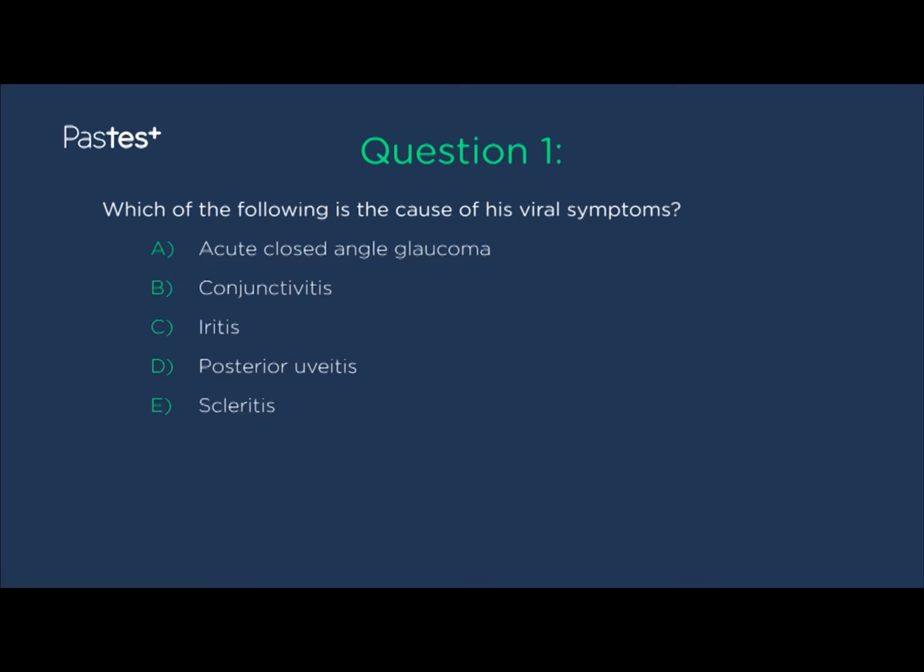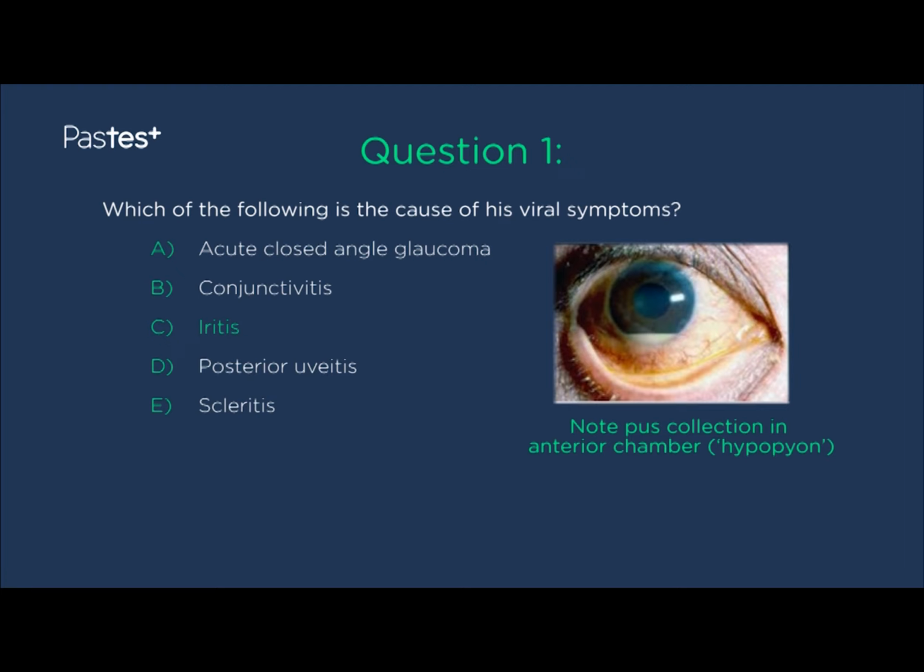You've got 5 choices. A. Acute closed-angle glaucoma. B. Conjunctivitis. C. Iritis. D. Posterior uveitis. Or E. Scleritis. So the answer here is iritis, and the clue is if you looked at that photo carefully of his eye, he's got what's called a hypopyon, so pus collecting in the anterior chamber.